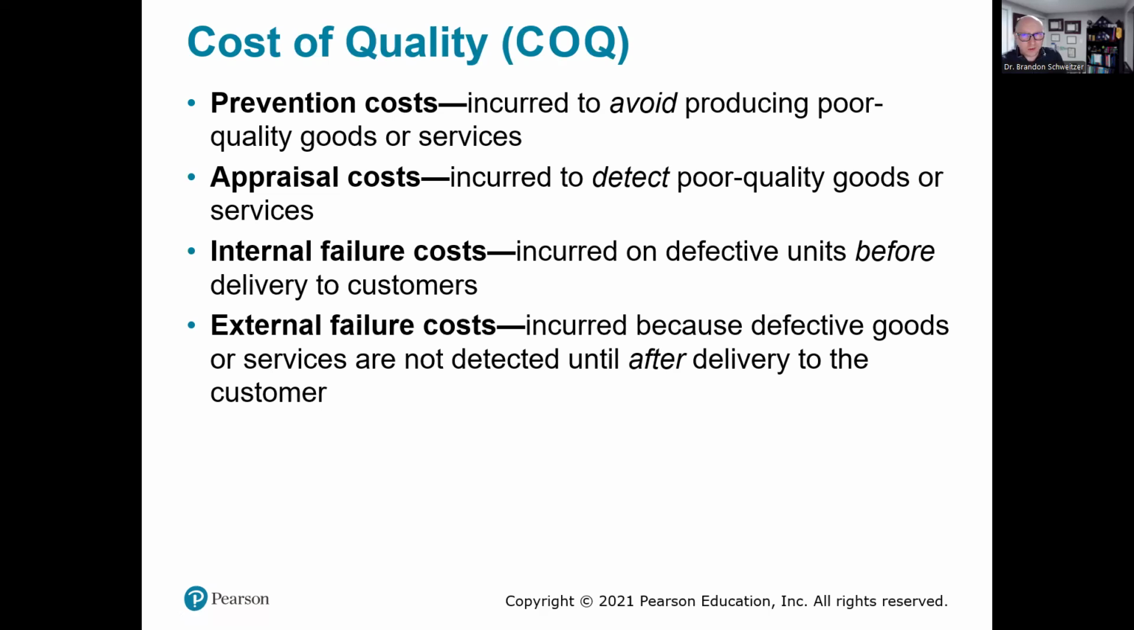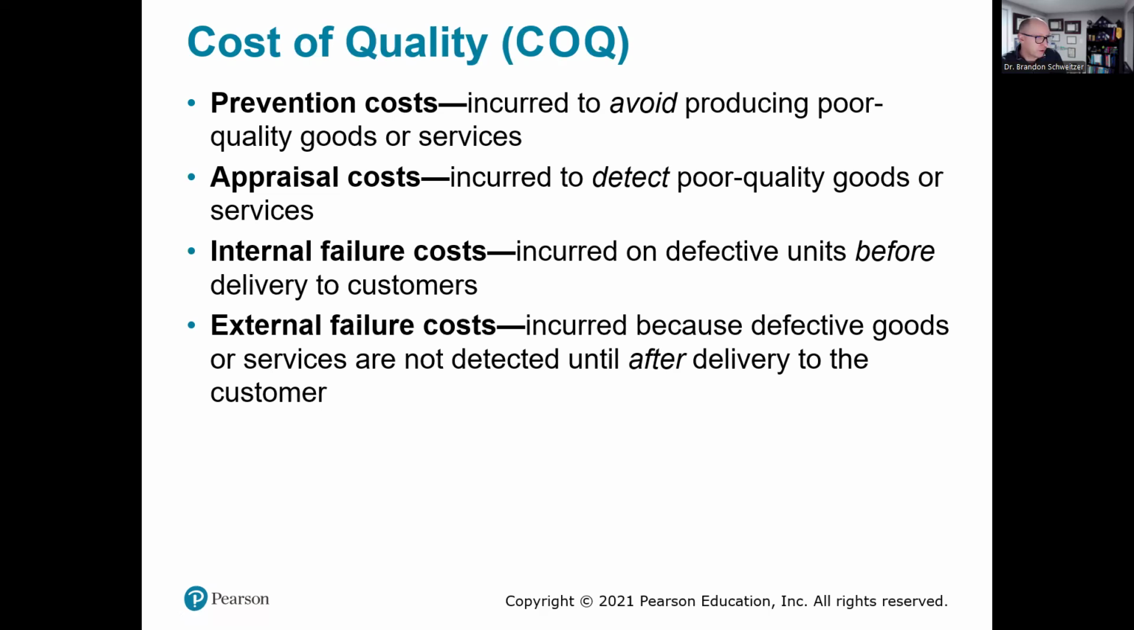We have what we call appraisal costs. These are incurred to detect poor quality goods and services. We kind of need to reevaluate oftentimes our products to make sure that they are of high quality. We do that through what we call appraisals. We have internal failure costs. So this is what happens when we discover defects before they're delivered to the customer. And so we need to retool our product in order for us to make sure that we're not delivering a product that's going to fail.